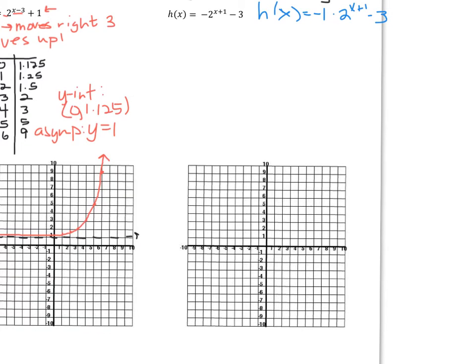That negative 1 is actually our a value. And what that's going to do is reflect this curve over the x-axis. That's what a negative a value does. It's going to reflect over the x-axis.